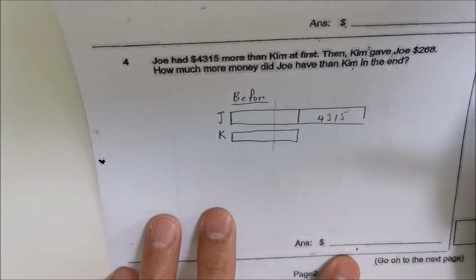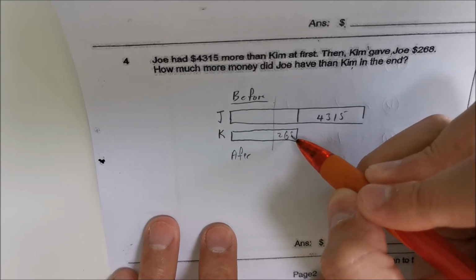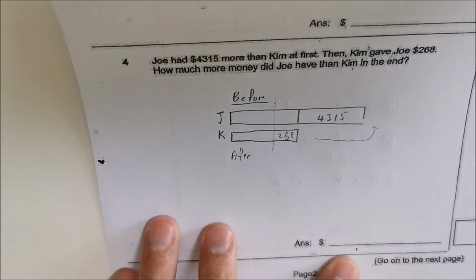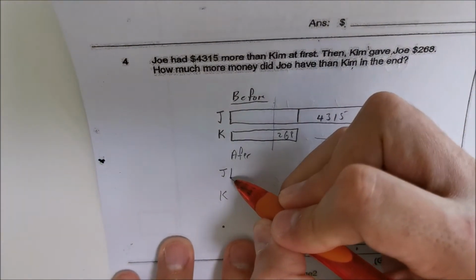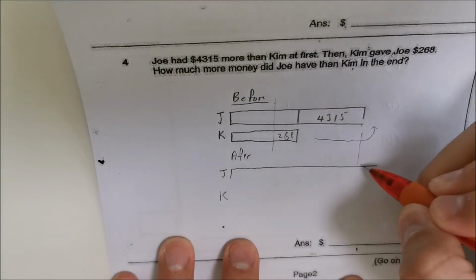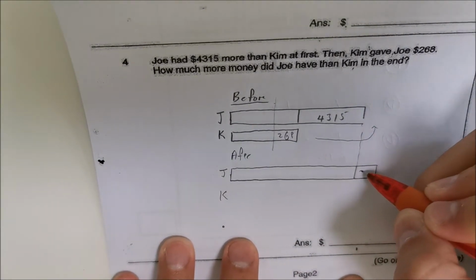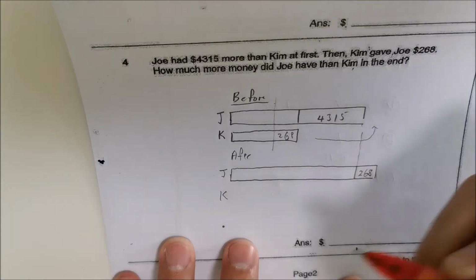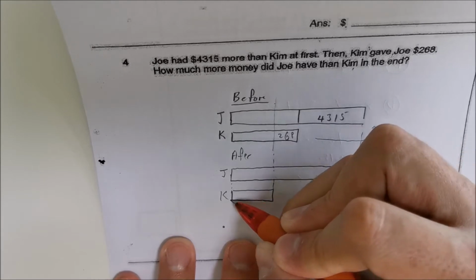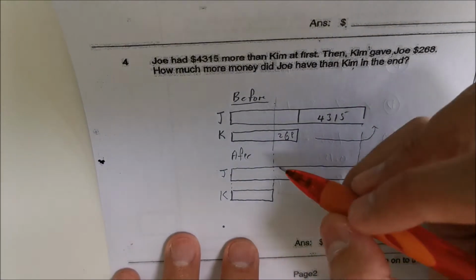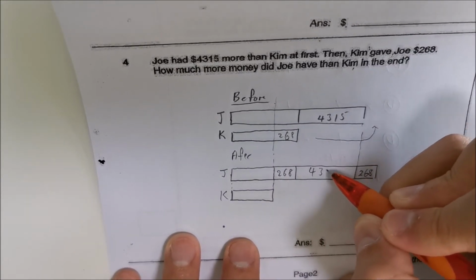Okay, then if Kim gave Joe $268, okay, so where is the $268? It should be somewhere here, right? Okay, so this is after. So this 268 is going to come here. Am I right? So what's going to happen is this. So Joe will have an extra $268. Okay, and Kim will be left with this amount because you have to take away this 268. Okay, then at the end, can you see that for Joe, we have 268 here, then this is 4315.